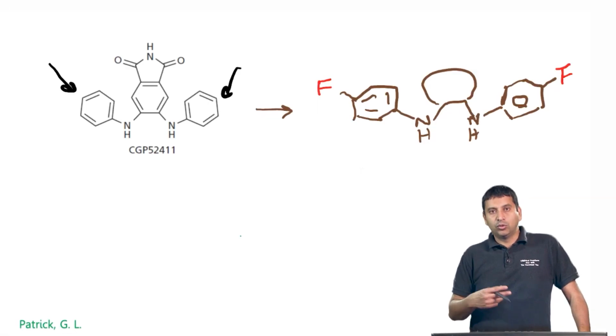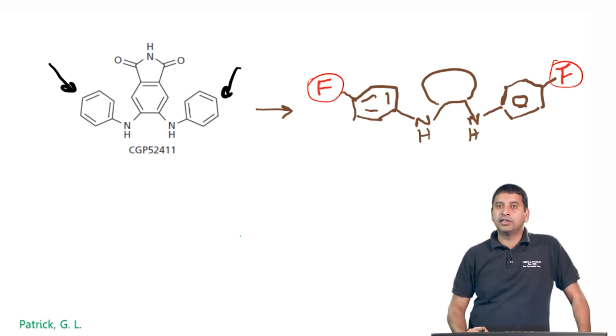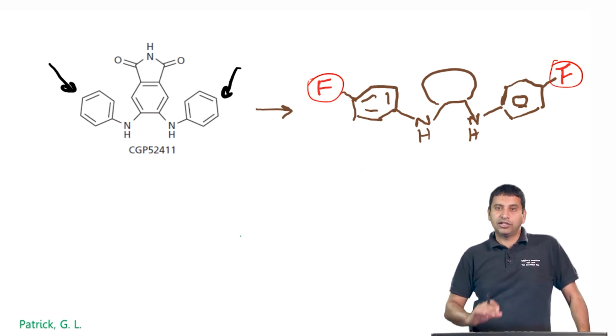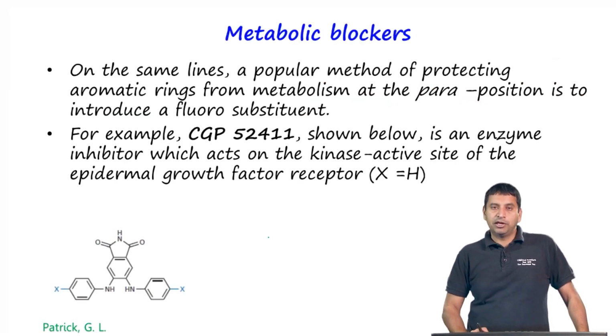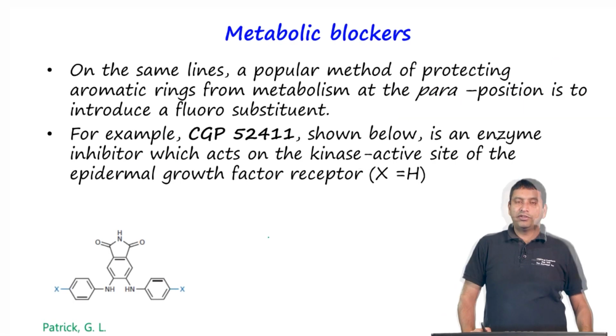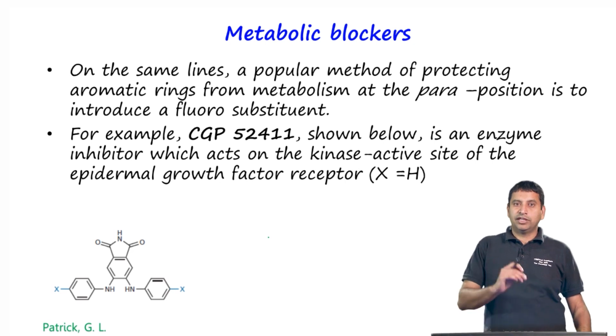The next way to do it would be to replace the hydrogen with a fluorine atom. Fluorine is again fairly similar in size to a hydrogen, so it may not affect the size of the molecule by a whole lot. This concept is known as a metabolic blocker. One of the ways to inhibit metabolism is to use what is known as a metabolic blocker. This we have studied in class.